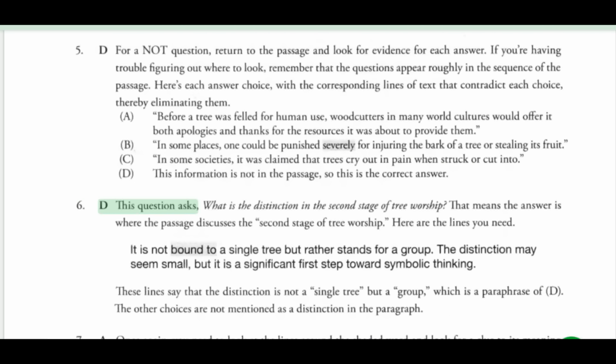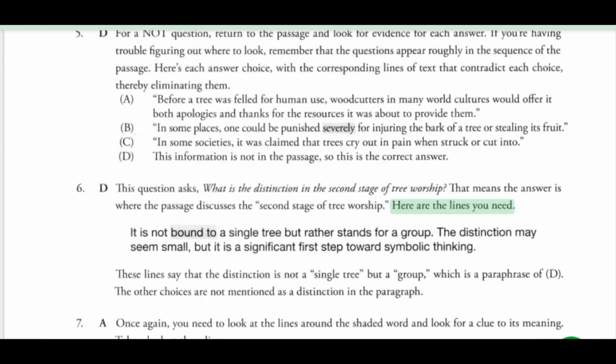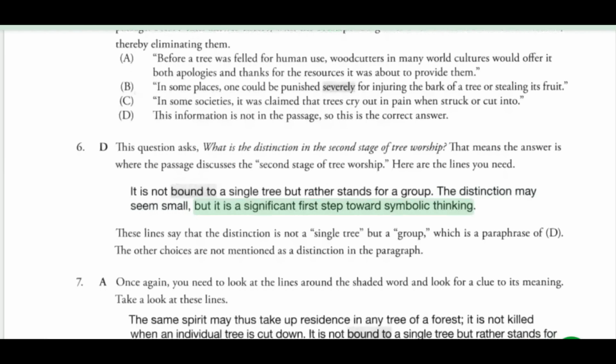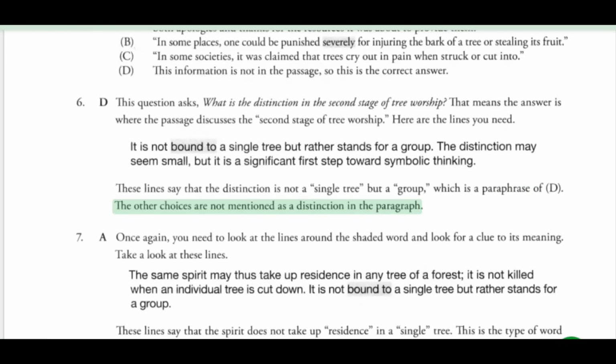6. D. This question asks, what is the distinction in the second stage of tree worship? That means the answer is where the passage discusses the second stage of tree worship. Here are the lines you need. "It is not bound to a single tree but rather stands for a group. The distinction may seem small, but it is a significant first step toward symbolic thinking." These lines say that the distinction is not a single tree, but a group, which is a paraphrase of D. The other choices are not mentioned as a distinction in the paragraph.